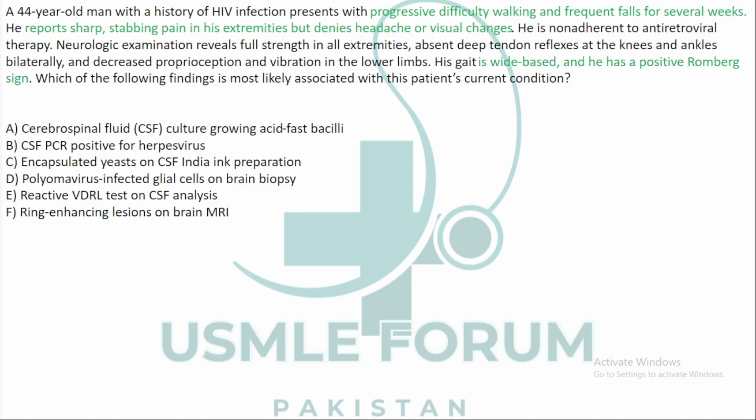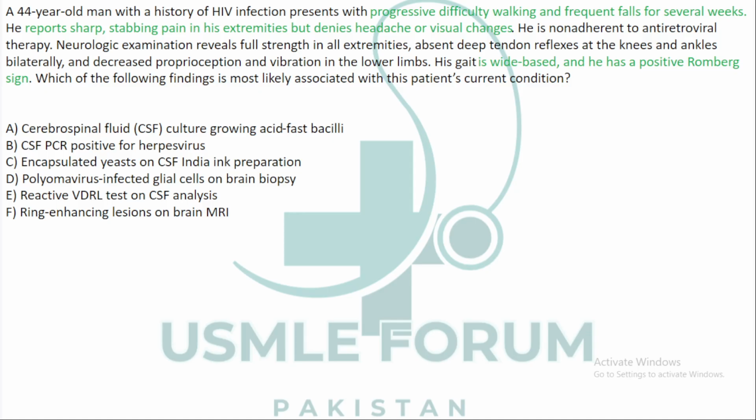Okay, so this patient has progressive difficulty walking and frequent falls for several weeks, and he is reporting some sharp, stabbing pain. Also, he has a wide gait and a positive Romberg sign. Whenever you encounter a positive Romberg sign, just think that your posterior dorsal column is lost. It's gone.